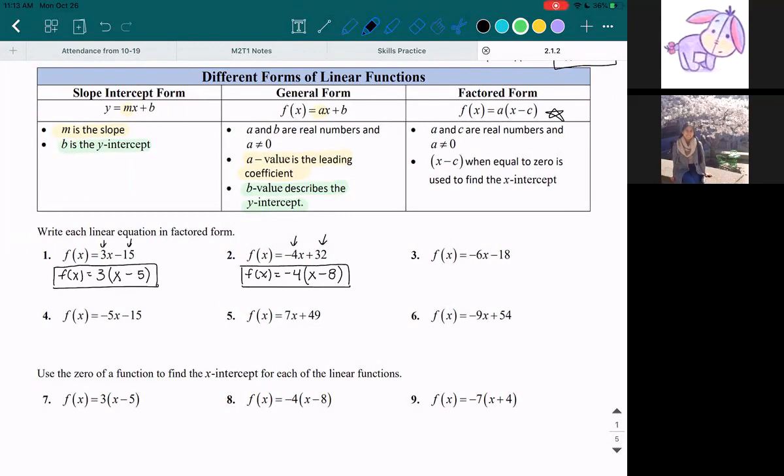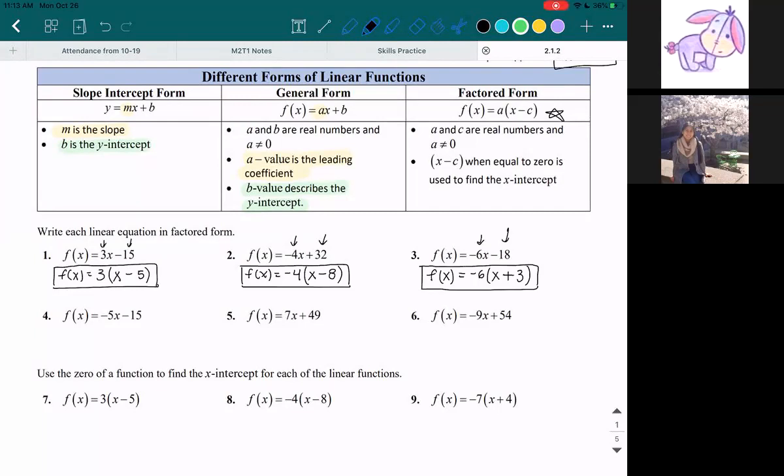Let's do the third one together. And if I'm writing too fast, you can always pause the video. So for this one, we're going to divide out negative 6. So you divide negative 6 out of negative 6x, you're left with x. Then you're going to divide the negative 6 out of negative 18. So negative 18 divided by negative 6, you get a positive 3. So therefore, your answer is f of x is equal to negative 6 times x plus 3. I'm going to give you guys some time to try 4, 5, 6 on your own. So pause the video and try 4, 5, 6 on your own.